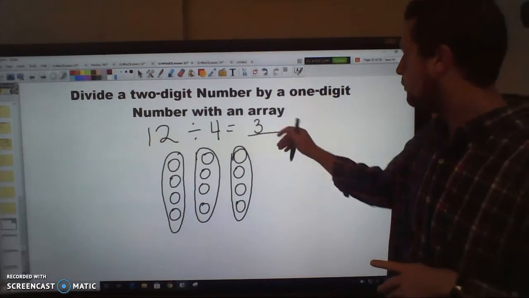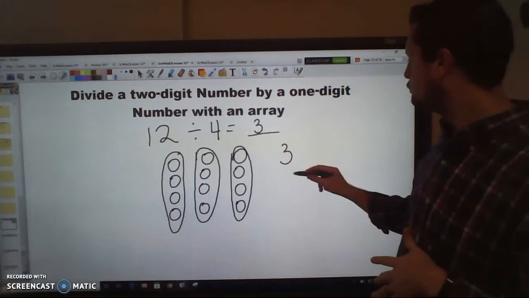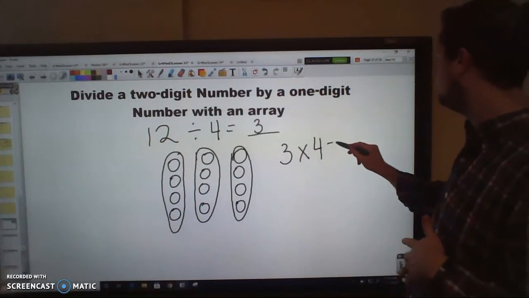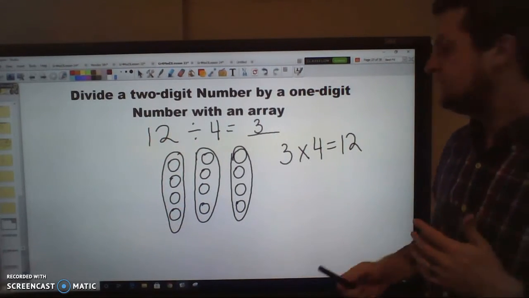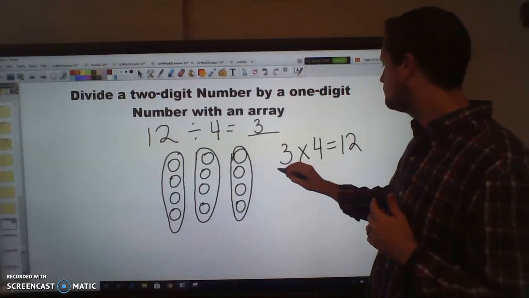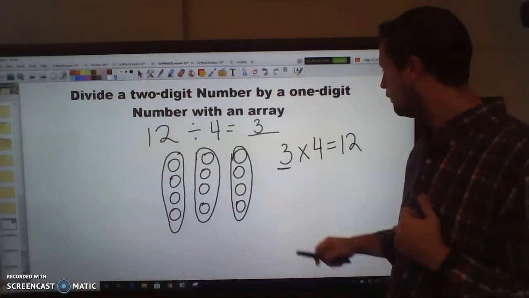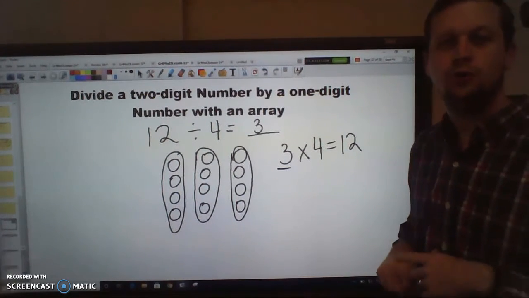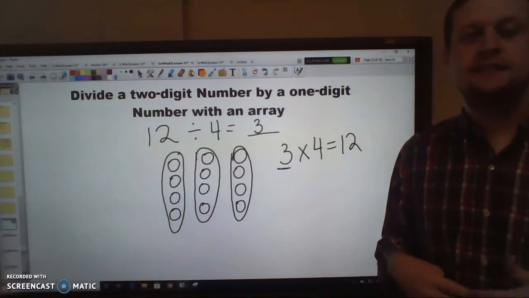So there are 3 groups. Each group has 4 students. How many total students is that? 3 times 4 equals 12. So again, there are 3 groups. There are 4 students in each group. 1, 2, 3, 4. How many total students is that? 12. So to check division, we use multiplication. We're going to do that today.